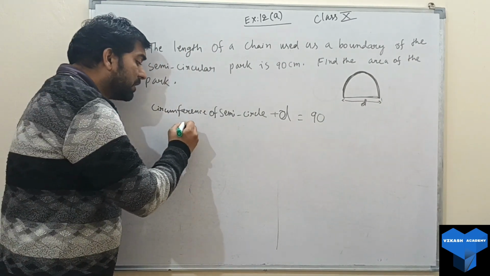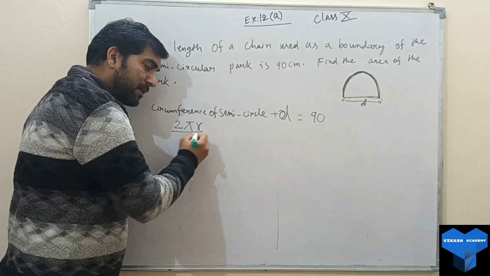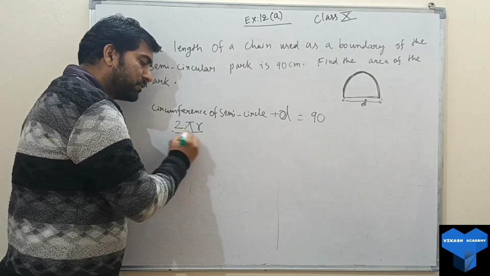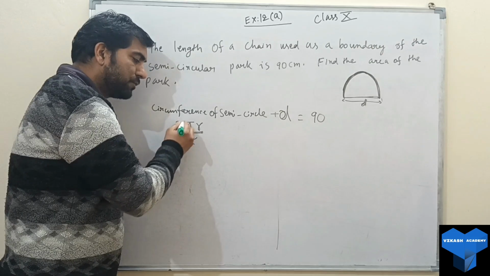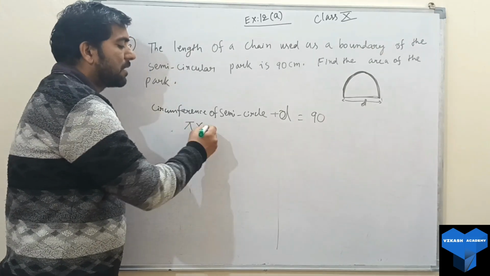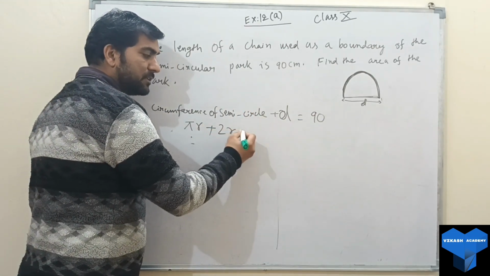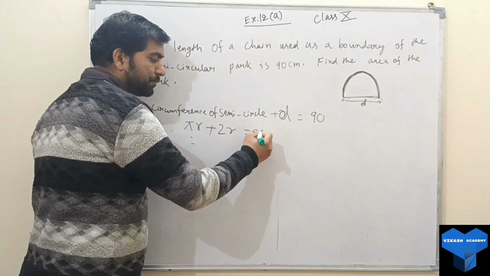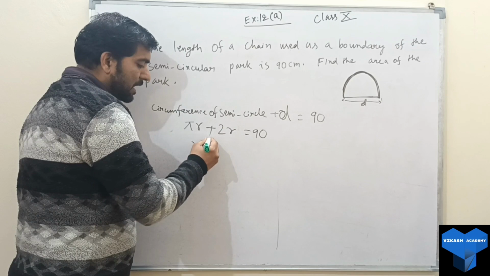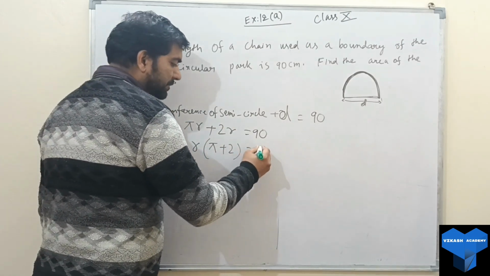The circumference of a semicircle formula is pi r. Because for a circle it is 2 pi r, so for a semicircle it will be half. So the 2 cancels, pi r. So directly we can write pi r plus diameter. The diameter is nothing but twice the radius, 2 into r, equal to 90. Take r common, it will be pi plus 2 equal to 90.